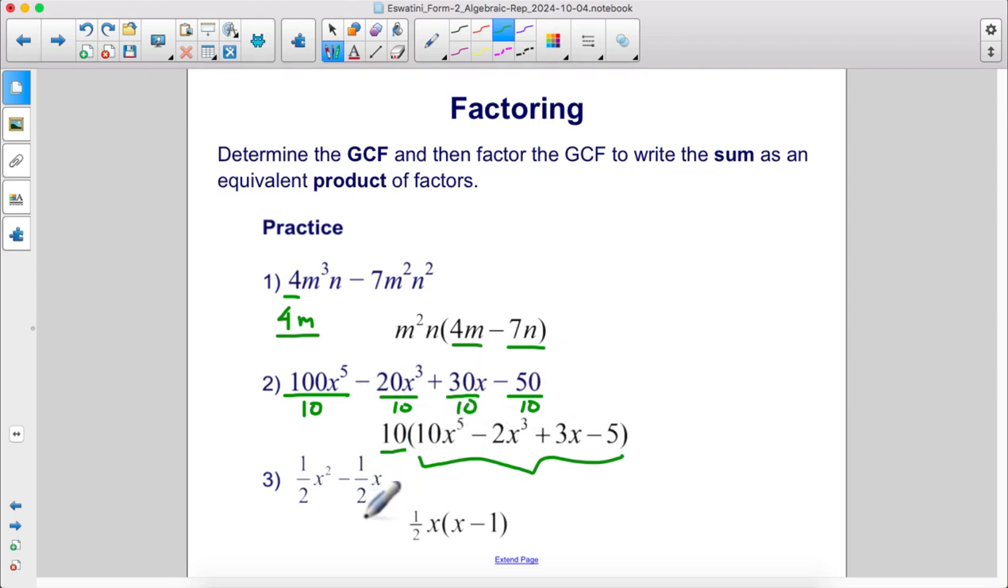Down here, 1/2 x is the greatest common factor. When we take that out, we're dividing each term by 1/2 x. So what's left here? Just 1x. And when we have 1/2 x divided by 1/2 x, we get 1, but it's negative, so -1.